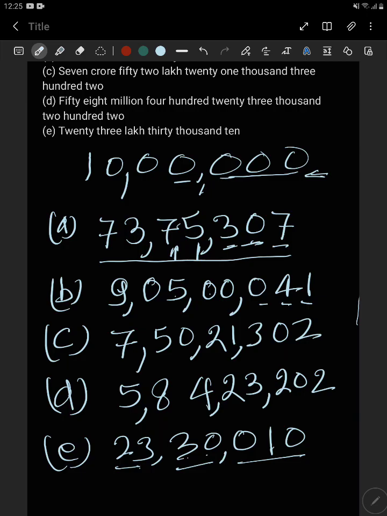So this is the second question of the first exercise of class 6.